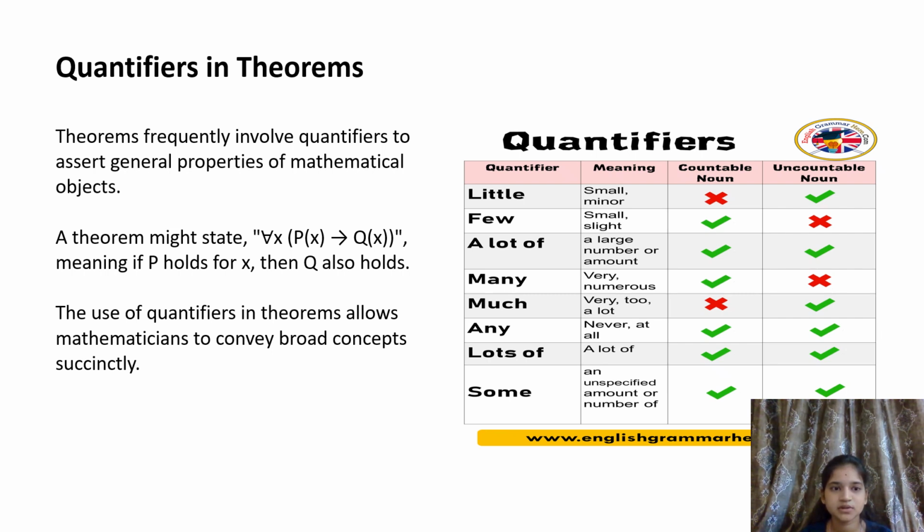Quantifiers in theorems. Theorems frequently involve the quantifiers to assert general properties of mathematical objects. A theorem might state for all x, p of x implies q of x, meaning if p holds for x, then q also holds. Use of quantifiers in theorems allows mathematicians to convey broad concepts succinctly. In theorems, quantifiers are involved like general properties of mathematical objects, wherein we can solve the quantifiers using the theorems.